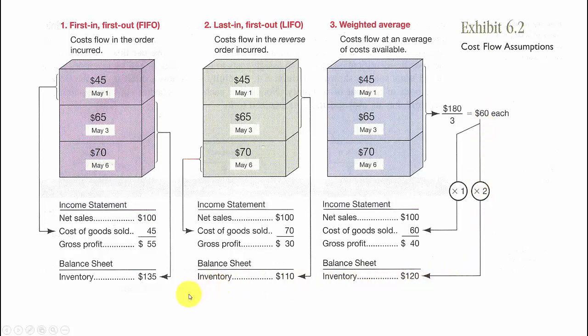Now what's important to notice here is what things affect how you end up with a gross profit. First of all, you have to ask the question, are prices going up or down in this accounting period? Well, prices are going up on these goods. And which one of these three methods gives you the highest profit on the income statement? Well, it looks like this is going to give you the highest profit of $55. This will give you the lowest profit of $30, and this gives you a profit somewhere in between.